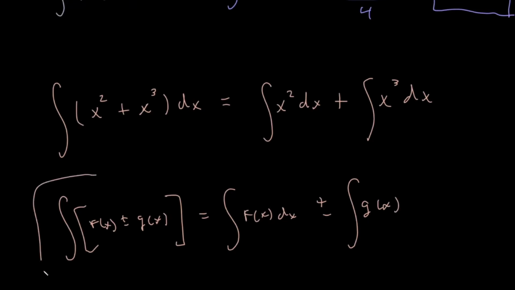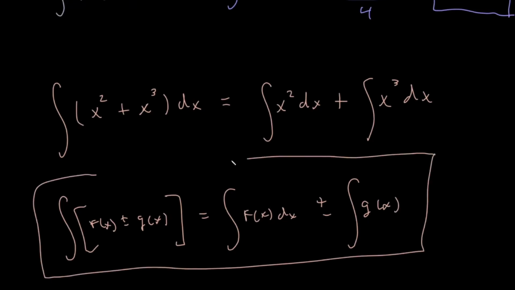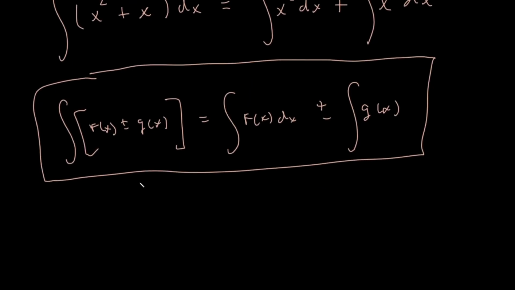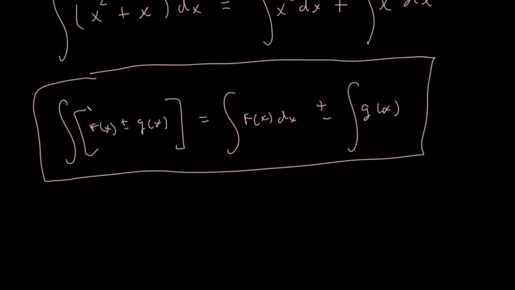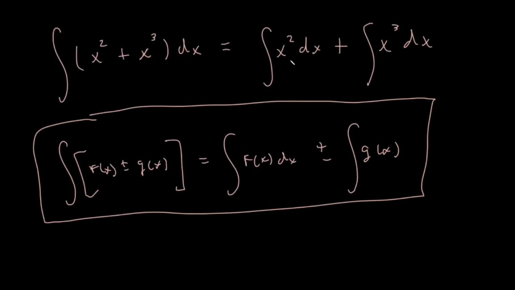This is the sum or difference rule. So we have a constant rule and a sum or difference rule. Pardon my dog, goodness. So let's try one of these. In fact, let's try this one from earlier. Integral of x squared plus integral of x cubed.